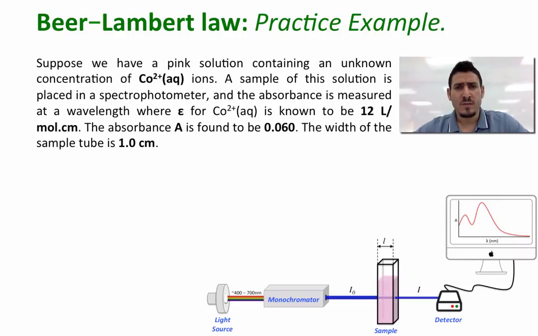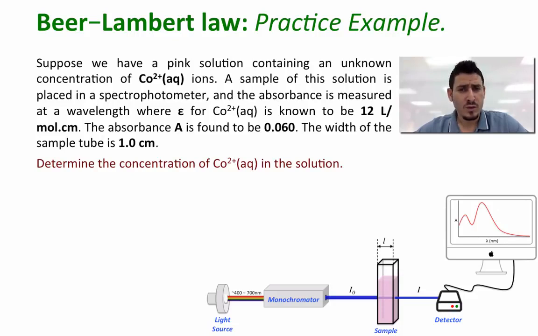Now, let's practice Beer-Lambert law. Suppose we have a pink solution containing an unknown concentration of cobalt-2 aqueous solution. A sample of this solution is placed in a spectrophotometer and the absorbance is measured at a wavelength where epsilon for cobalt-2 is known to be 12 liter per mole centimeter. The absorbance A is found to be 0.060. The width of the sample tube is 1 centimeter. The question is, determine the concentration of the cobalt-2 ion in the solution.